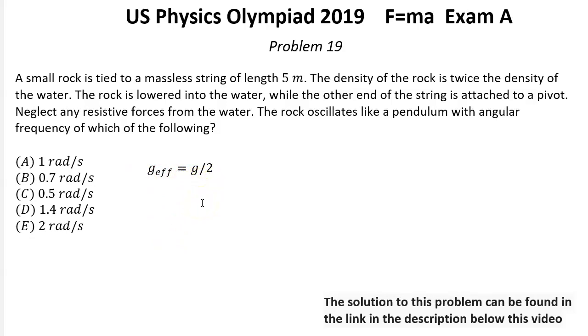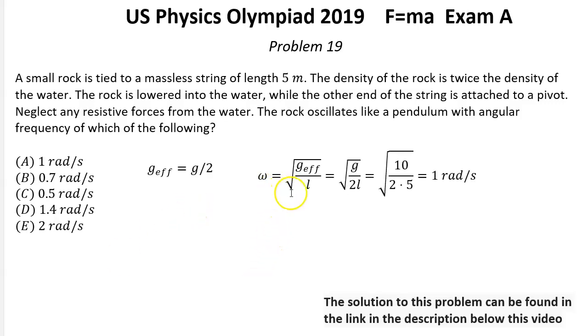The angular frequency of a normal pendulum is given by the formula square root of g effective over L, which, after putting in numbers, gives 1 radian per second. This is answer A, and this is the solution for problem number 19.